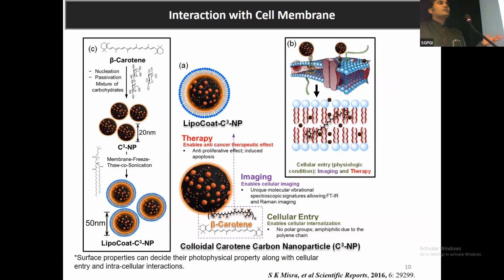Now, how do they interact with the cellular membrane? By themselves, they will not stay in the membrane for a long time. But if you want it to stay there, you just conjugate a long chain fatty acid on the surface. Because of the fatty acid chain, the hydrocarbon chain, interacting with the hydrocarbon part of the membrane, it can stay there for a longer time, right? So that stay period you can increase.